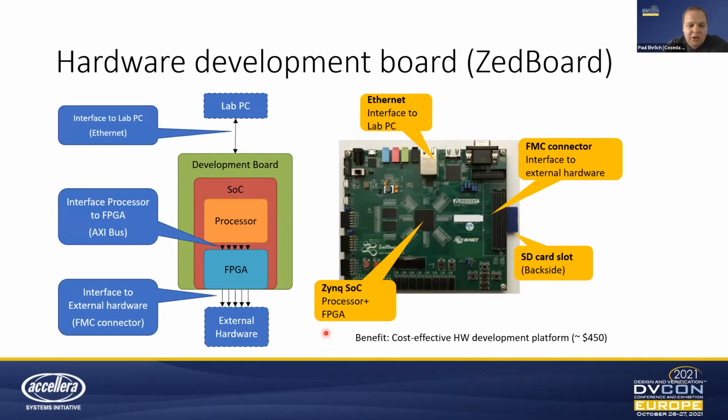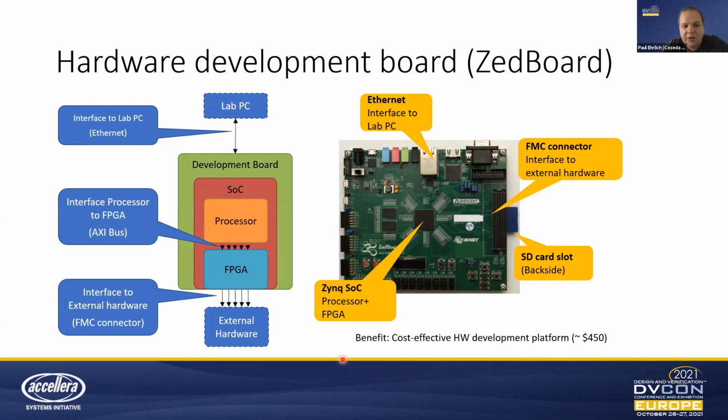Yeah, and we used a Zed board. It has a SoC in the middle. It's a Zynq 7020. It has a quite large FPGA and a dual ARM A9 at 666 megahertz. The SD card holds the operating system we just talked about. The FMC connector is quite convenient to connect to the external hardware. And that's where the flyback converter will connect to.